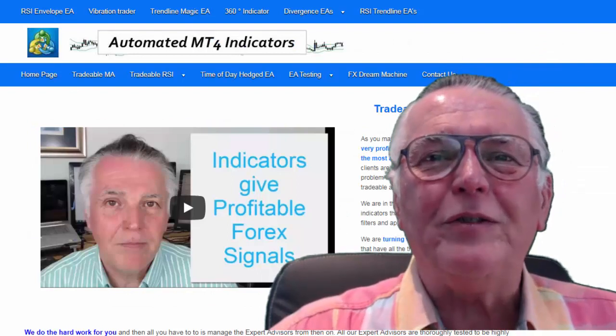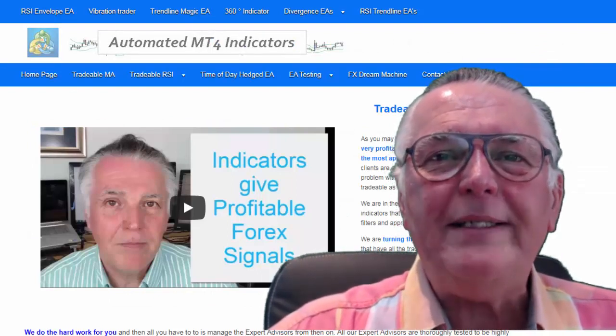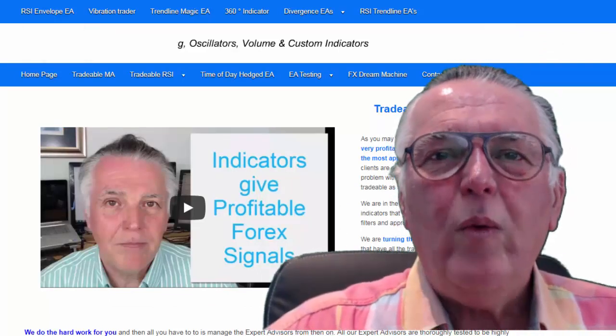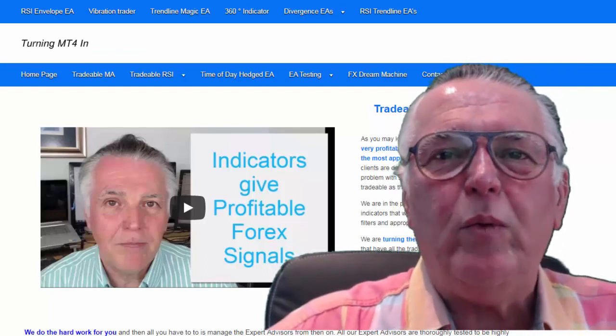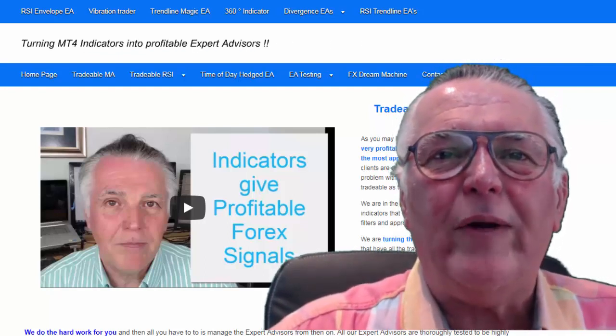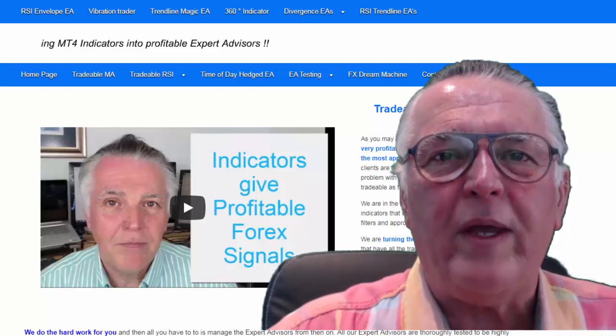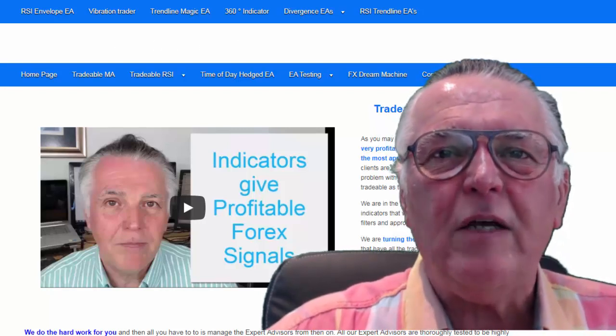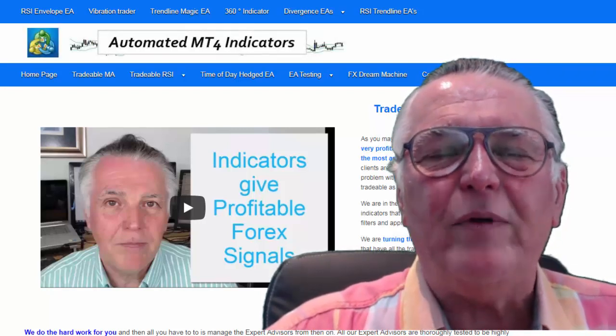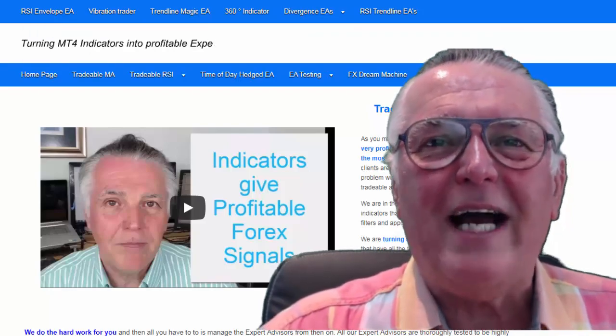Now on your screen you'll see our website, Automated MT4 Indicators. We have a number of EAs where we have taken indicators and created trading systems for them. So getting the settings for your indicators at the best levels is very important. So let's dive right into it.